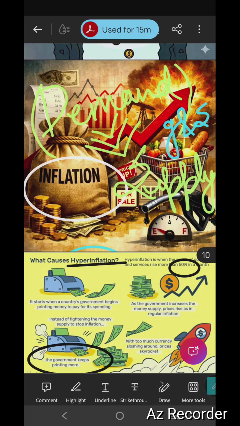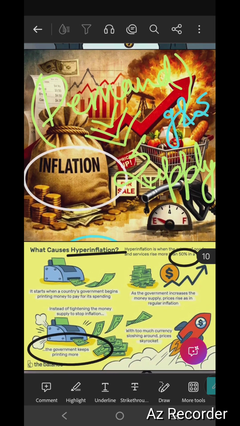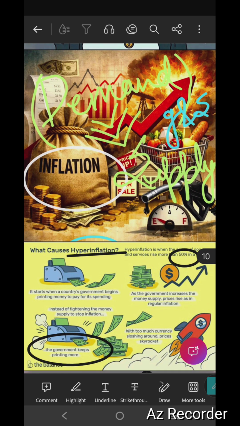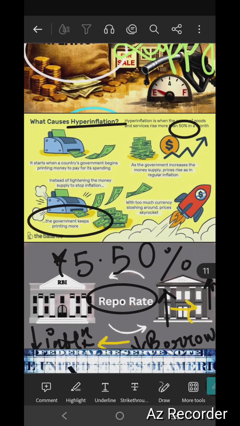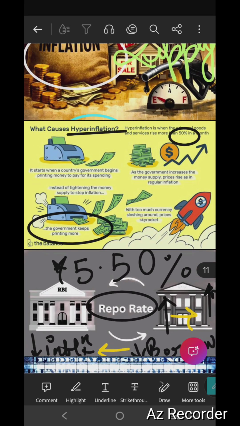So, what happens is hyperinflation, and basically, it is a price rise of goods and services of more than 50% in a single month. As the government increases the money supply, prices rise as in regular inflation. But over here, the price rises just skyrocket. In a way, it gets skyrocketed.